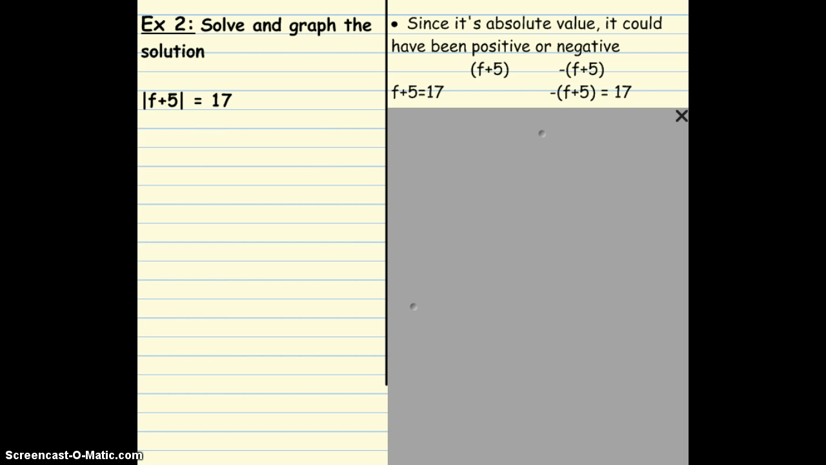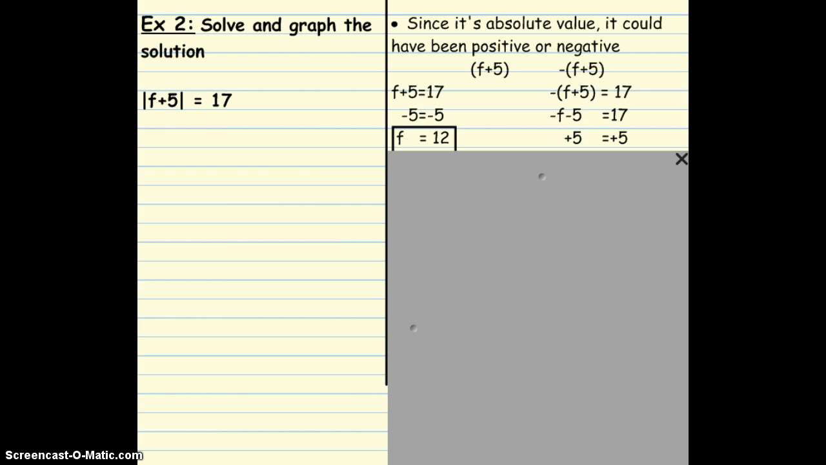Alright, so what we're going to do is actually have two separate equations to solve. We're going to have the positive f plus 5 equaling 17, or we're going to have the negative f plus 5 equaling 17. Well, let's solve the one on the left first. We're going to go ahead and get f by itself, so we're going to subtract 5 from both sides, and we're going to get f equals 12.